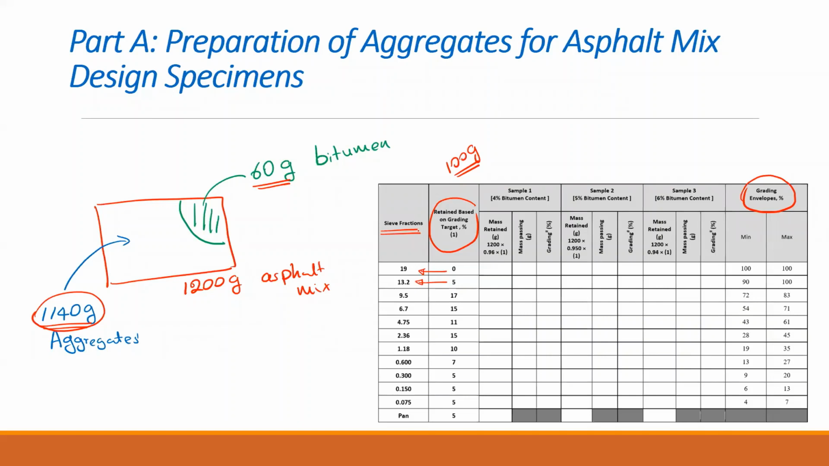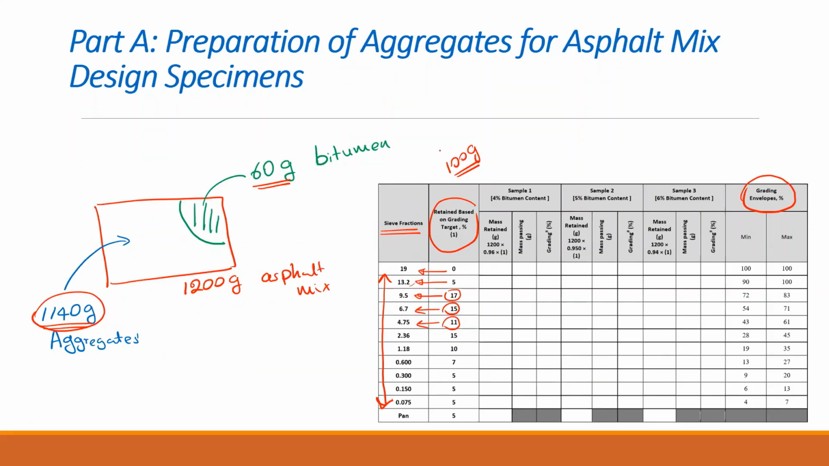So here you can see the aggregate sizes: 19 millimeters, 13.2, 9.5 millimeters, 6.7. You can see the aggregate sizes in this column. And in the second column, it says the percentage target. That means if you are making 100 grams of aggregate, from each of these sizes we have to take this much. So 17 grams from 9.5, 15 grams from 6.7, 11 grams from 4.75.